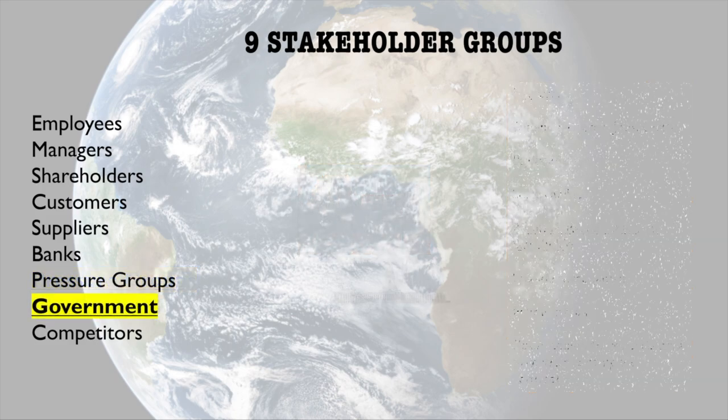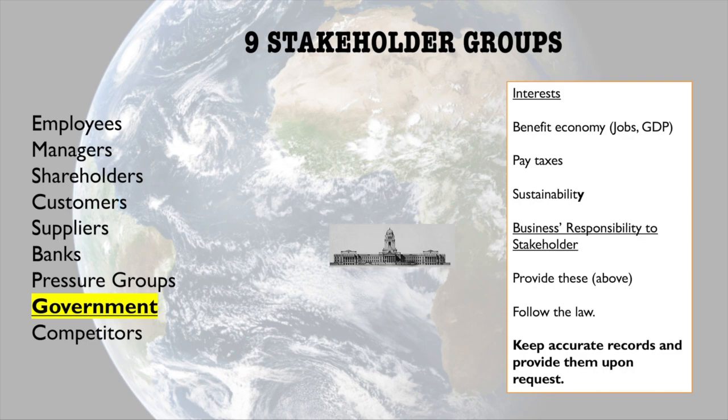Next, we have the government. And the government is both simple and complicated. The government has an interest in businesses because businesses benefit the economy. Businesses provide jobs. Businesses improve the GDP, the gross domestic product of the nation. And so government has a very strong interest in businesses and what they do. They also expect you to pay taxes and to do things in a sustainable way. Once again, you need to follow the law. But above that, you need to keep accurate records of what you're doing, and you provide them upon request to the government. So if the government would like to see your financial statements, they can request it, and you need to show it to them, or you will be in a lot of trouble.